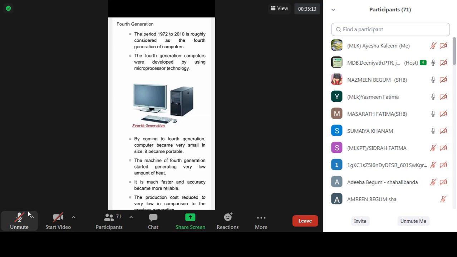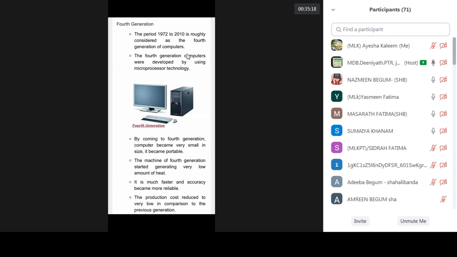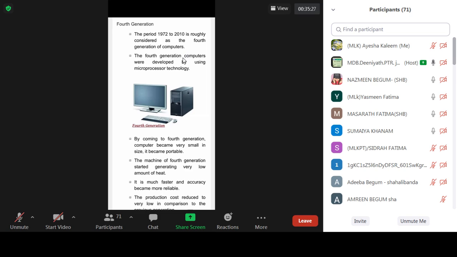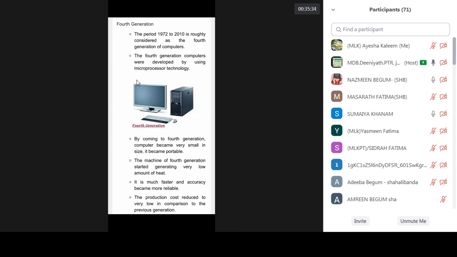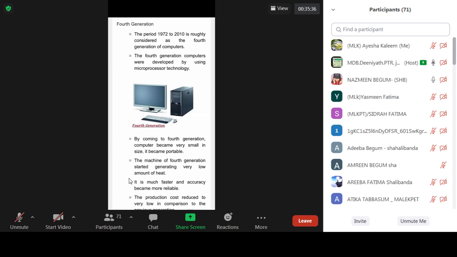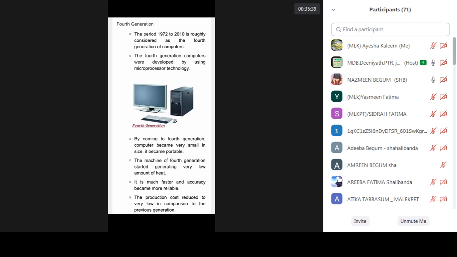As I have discussed, the fourth generation of computers were used in application development. Girls, there is some disturbance, please. I repeat, they were used in application development. What do you mean by application? Nazmeen Begum, please mute yourself.